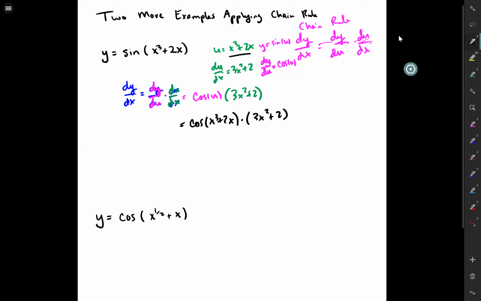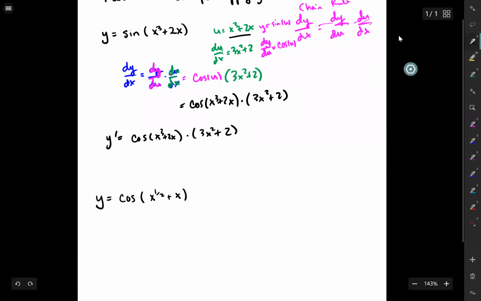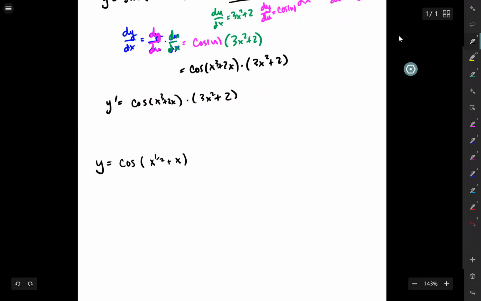And of course, once you get really good at this, you could also just do this using the outside-inside rule. The derivative of the outside would be cosine of u, cosine of something. You plug the inside in, and then you multiply by the derivative of the inside. So two different ways of getting at the same answer. Okay, let's do this again.